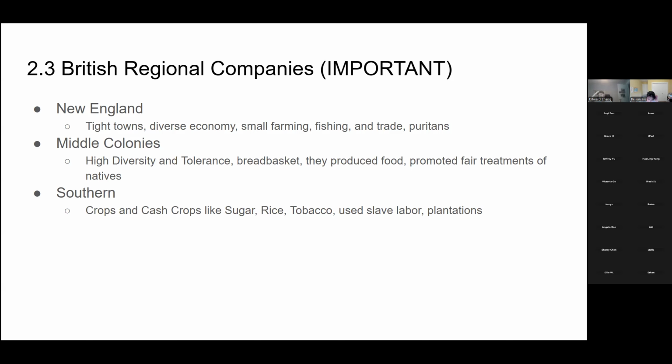And I think that this is really important to know, because last year on my long essay question, one of the prompts I remember was about the similarities and differences of the colonies. And I answered that one, and I just talked about these similarities and differences, and it worked out very, very well for me.